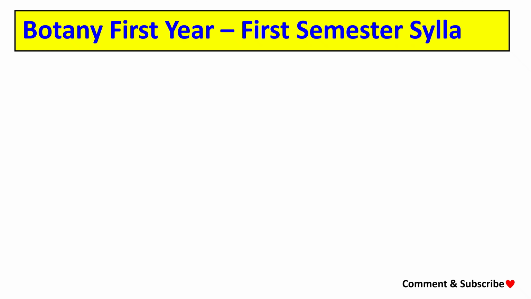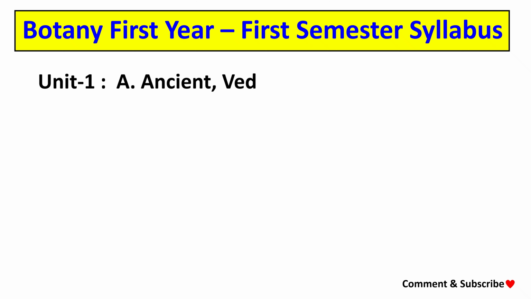Botany first semester syllabus, complete unit-wise explanation. Let's begin with Unit 1, which is divided into two parts, Part A and Part B. Unit 1, Part A, Ancient, Vedic and Modern Botany. In Part A, you'll learn how botany has evolved over time. We'll explore how plants were studied during the ancient period, what changed during the Vedic times, and how it all transformed into what we now call modern botany. It's like a journey through time, understanding how people studied plants without microscopes or labs.